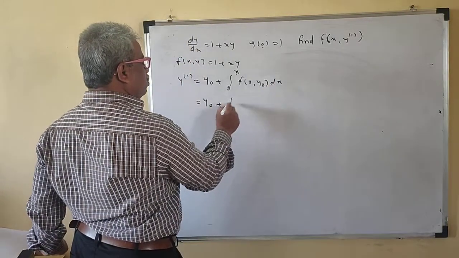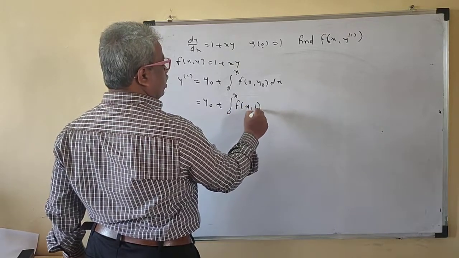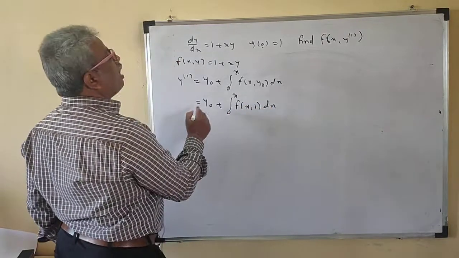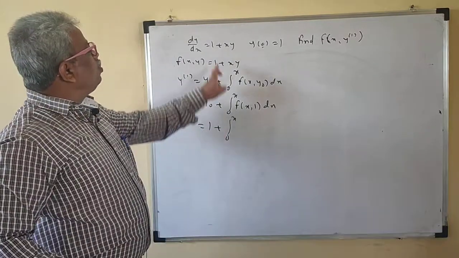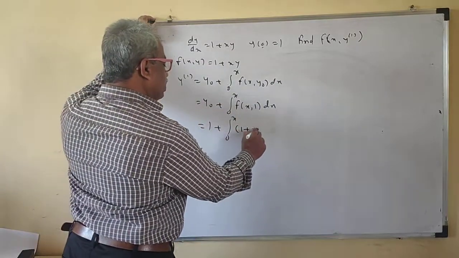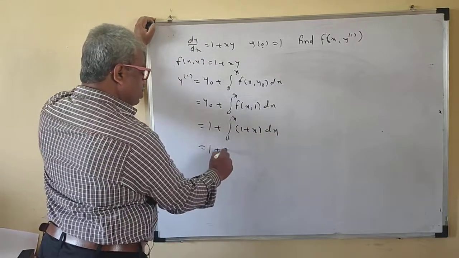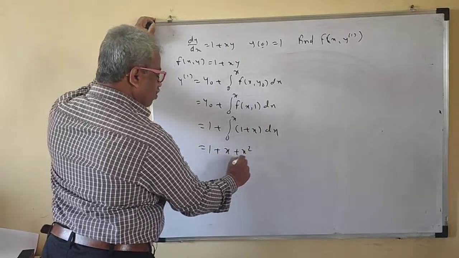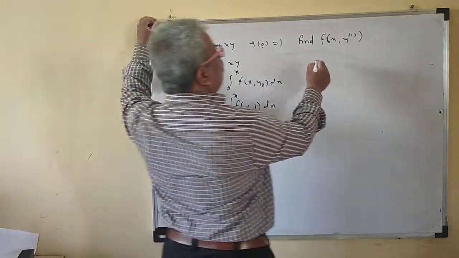So this is y naught plus integral from 0 to x of f of x, y naught dx. What is y naught? y naught is 1, plus 0 to x. What you have to put is x equal to x and y equal to 1. So this is 1 plus x. Now just integrate this. Integration of 1 is x, plus x square by 2. Now we have to find f of x, y1.